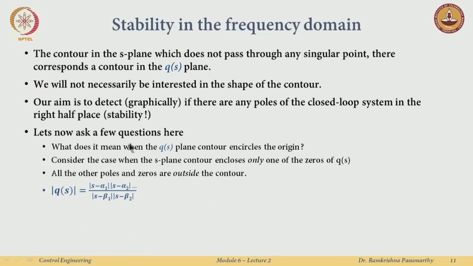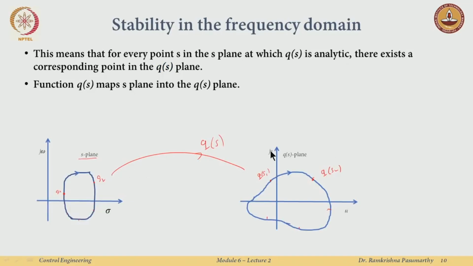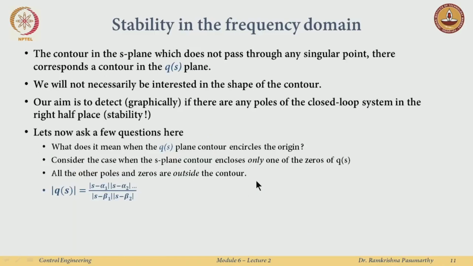So, let us just ask a few questions. What does it mean when the Q(s) plane encircles the origin? This is a little important here. I am not really interested in the shape, it could be this one or it could be something else, I am just interested in the origin. Does the contour on the Q(s) plane contain the origin? Not necessarily, it could be whatever. I will tell you some other stuff related to this now.